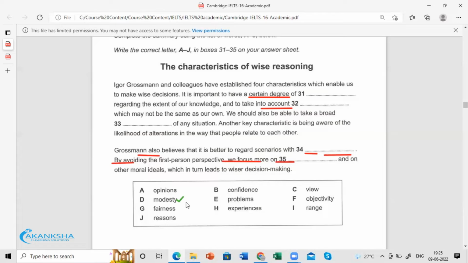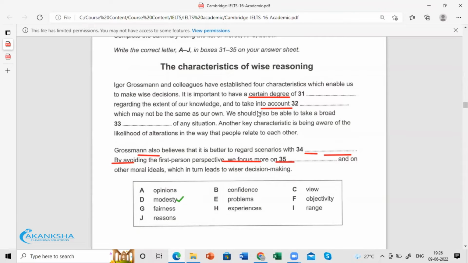So here the level of difficulty is definitely higher. There's no doubt about it, because one, it is in section 3. Second, we need to find out the synonym of the answer that we found out in the passage.